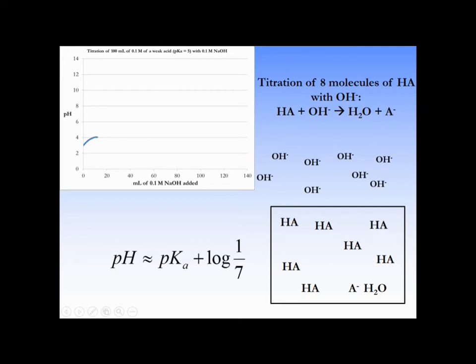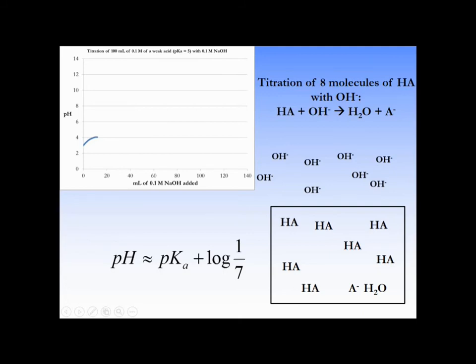When we add 100 mils of the 0.1 molar sodium hydroxide, we'll have completely reacted away all the weak acid. So at this point, we're only 1/8, I should say. We're only 1/8 of the way to equivalence. So I've only added about 12.5 mils at this point, and the pH is around 4.